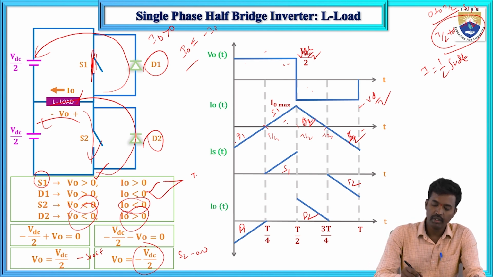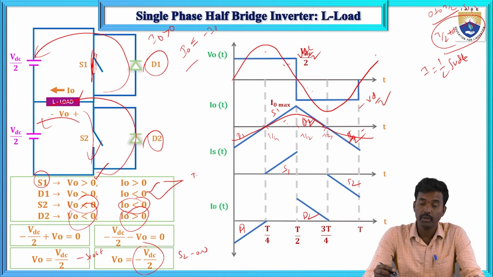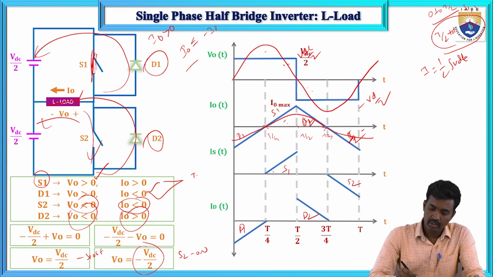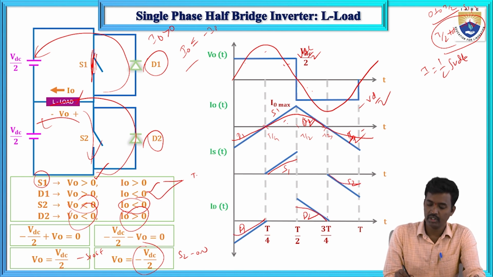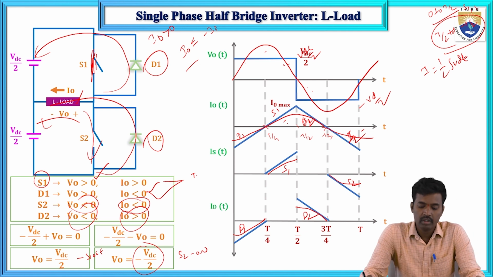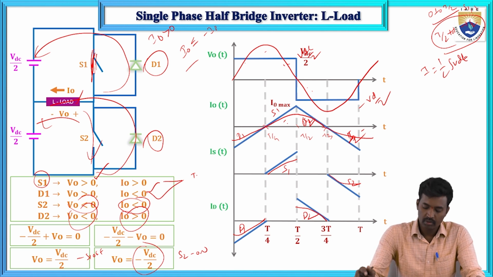Now here the fundamental component of current is less than here. This is the fundamental component of current. Here the fundamental component voltage is greater than the output voltage, and the fundamental component of current is less than the output current. So these are the fundamental components of switch currents and diode currents.